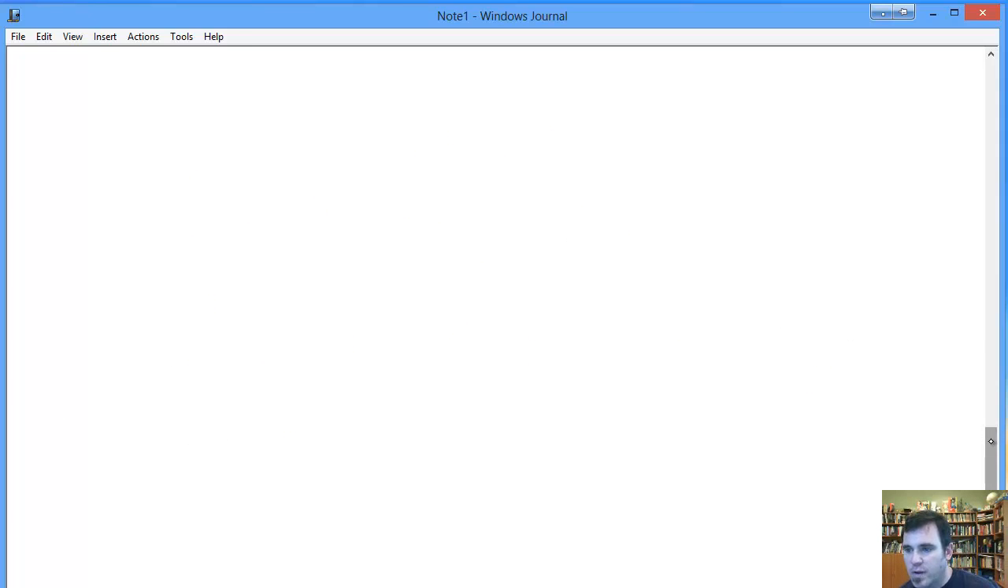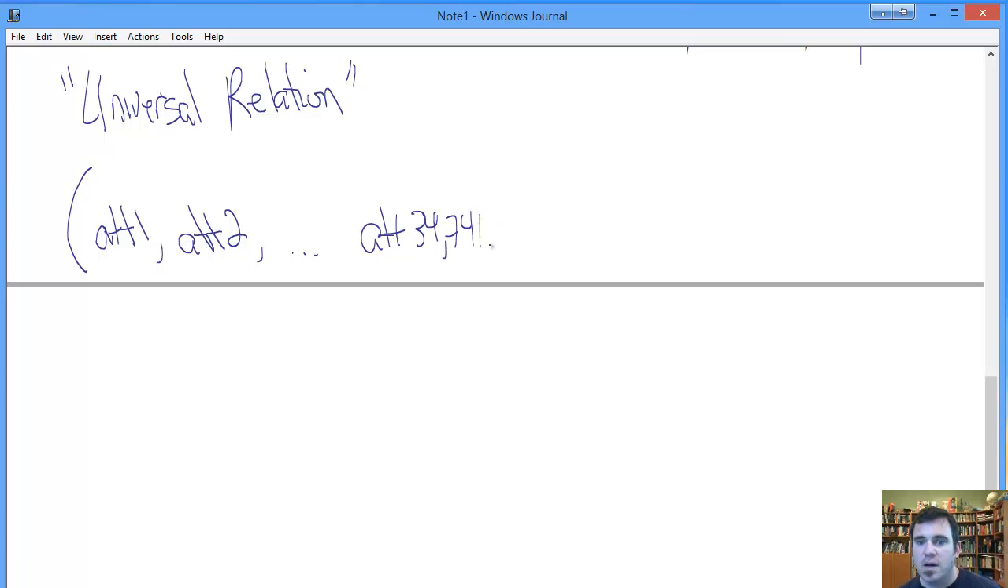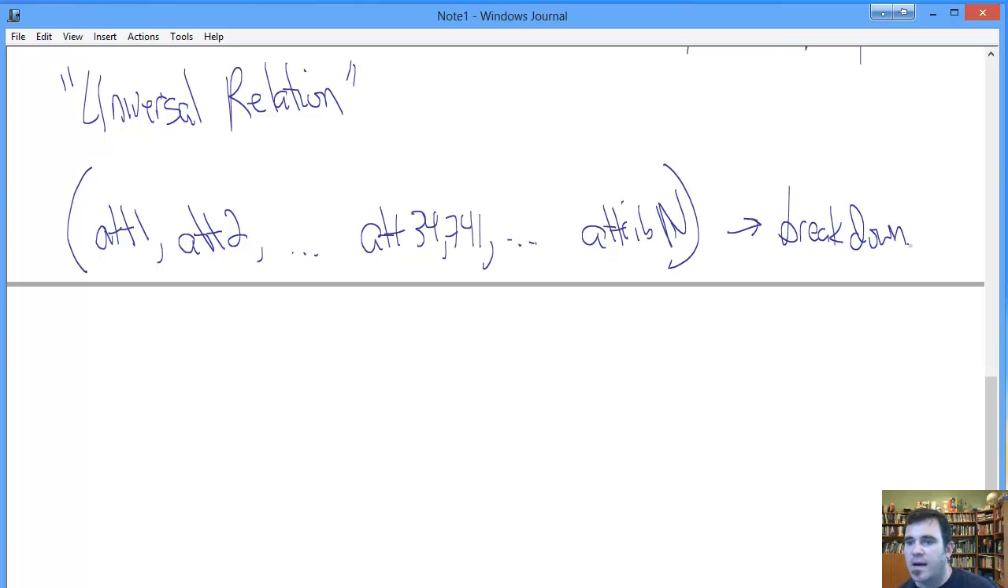Okay, and so let me scroll up a little bit here so we can get universal relation still in the picture. What's universal relation? The universal relation is basically, imagine you're putting every conceivable attribute in your problem domain in the same relation or table. So you've got attribute 1, attribute 2, dot, dot, dot, attribute 34,741, dot, dot, dot, all the way to attribute N, the final attribute. And that's what you start with, and then you break down. So I hope you can imagine that this is a very different approach. And the breakdown process is called decomposition.